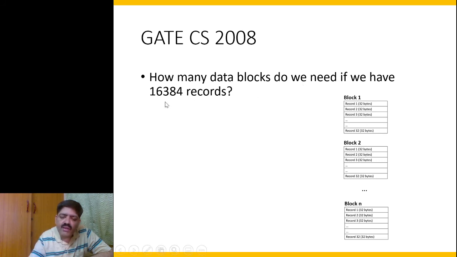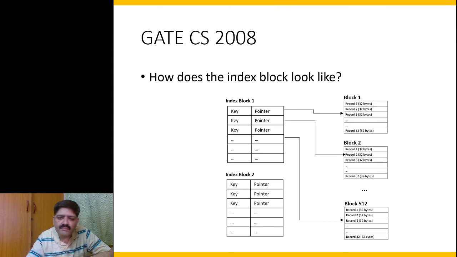We already know that there are 16,384 records in total. So 16,384 over 32 would mean I need 512 blocks. Say block 1, block 2, block 3, and so on till block 512. And each block has 32-byte records, record 1, record 2, record 3, and there are 32 such records in each block. So this is what we have found out so far. We now understand this side of the story.